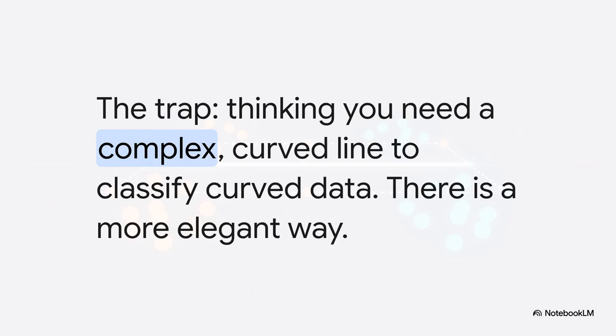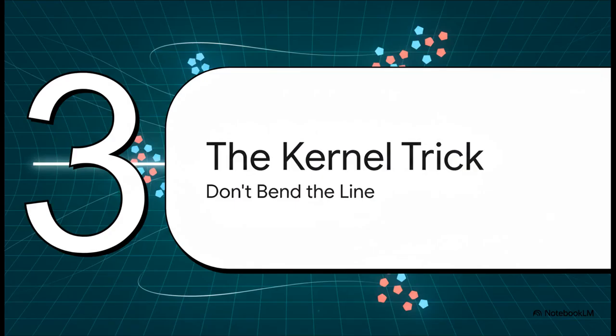And it seems logical, but it's a seductive misconception. It's a trap that leads us toward more complex models that often don't generalize very well. So instead of making our line more complicated to fit the data, the SVM uses a much more elegant, much more powerful idea. It asks a totally different question. What if we could change the data itself so that our simple straight line works again?